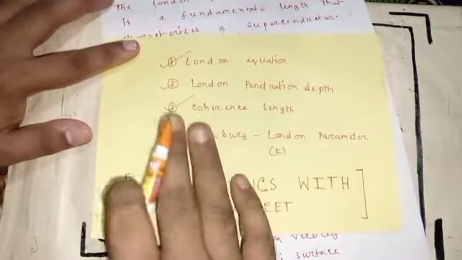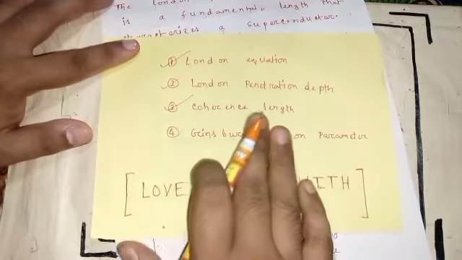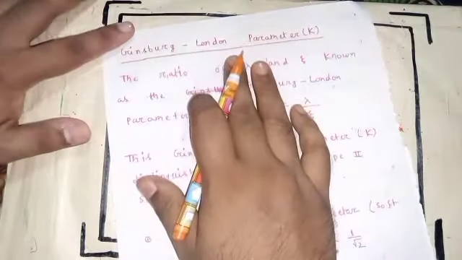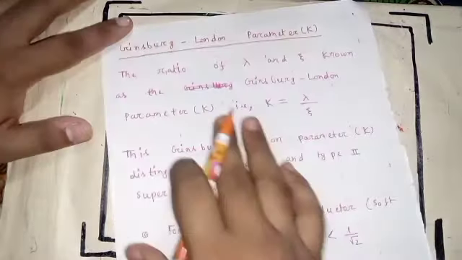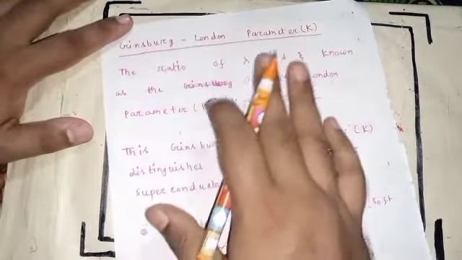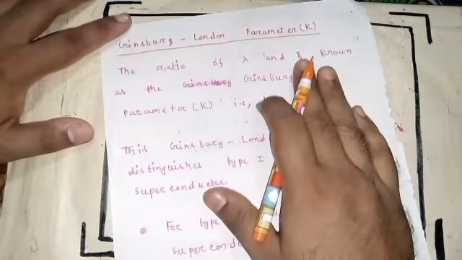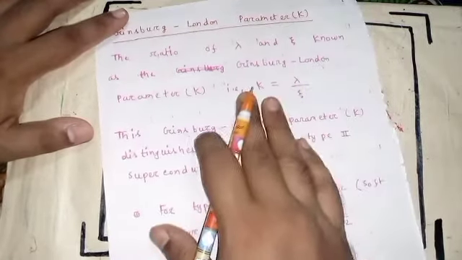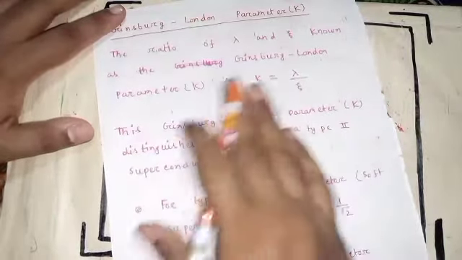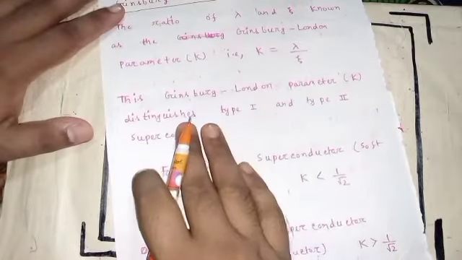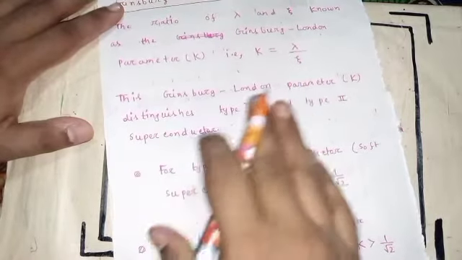Now our last topic is the Ginzburg-Landau parameter, symbolized by kappa. The Ginzburg-Landau parameter is simply the ratio of lambda and xi, where lambda means the London penetration depth and xi means the coherence length. This is simply the ratio of these two terms. This parameter kappa distinguishes type 1 and type 2 superconductors.